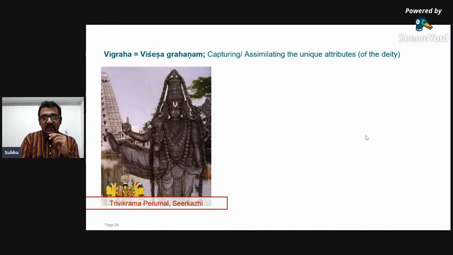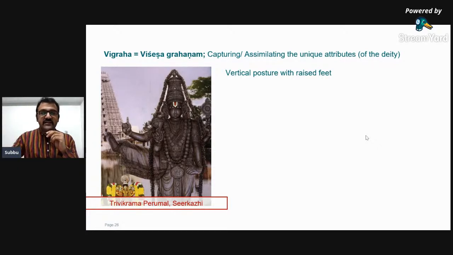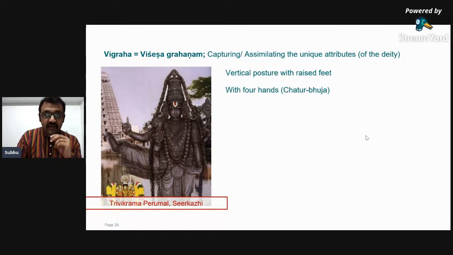Here, what do you see, the form of the Lord? You see the form of the Lord where he is in vertical posture, definitely, but one of his feet is raised. One foot is on the ground and the other foot is actually raised at either 90 or more than 90 degrees. He has got 4 hands, which definitely have the Shankha and the Chakram. The other 2 hands will have different mudras in different Vigrahams.